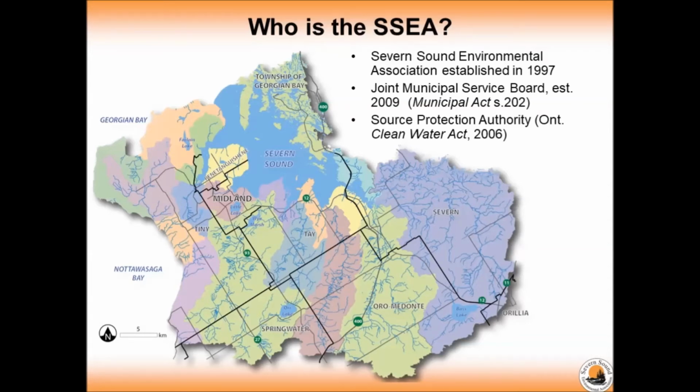Before we start, a little bit of background on who the Severn Sound Environmental Association is. We're a watershed-based organization. It was established back in 1997, coming out of the remedial action plan process for Severn Sound, which used to be listed as an area of concern on the Great Lakes. Severn Sound was delisted in 2003, but the SSEA continued on, and we now exist as a joint municipal service board, which was established in 2009. So we exist as a partnership between the 8 municipalities in the watershed. We are also a source protection authority under the Ontario Clean Water Act and assist with municipal drinking water source protection activities.